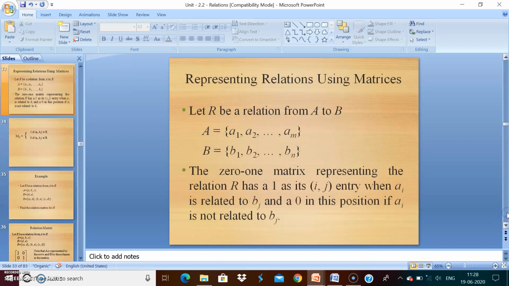Okay. So next one, very important here: representing a relation using a matrix.